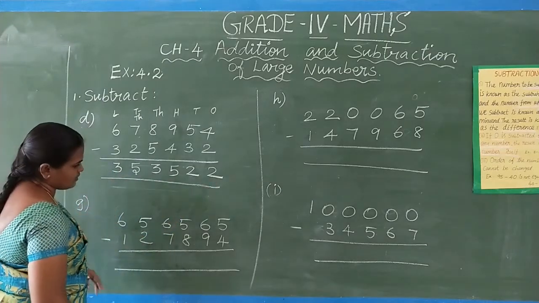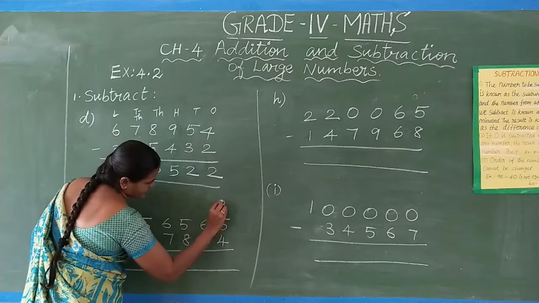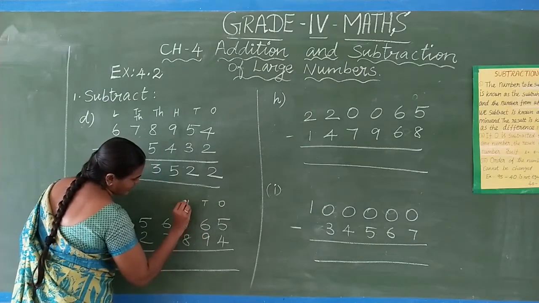Next G sum. You write the places. Ones, tens, hundreds, thousands.